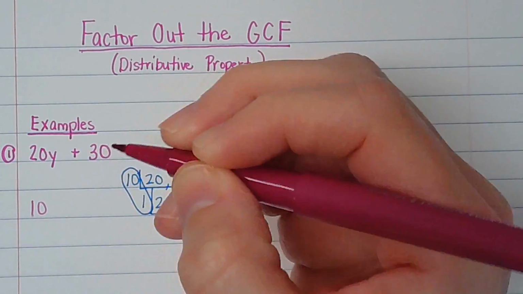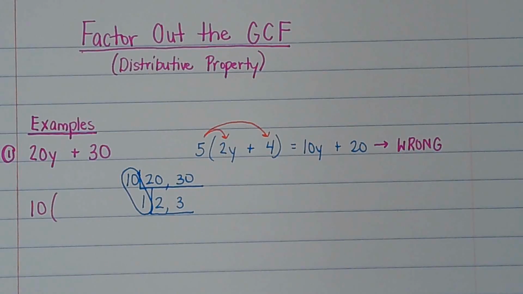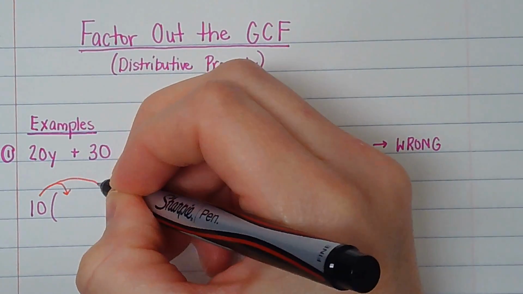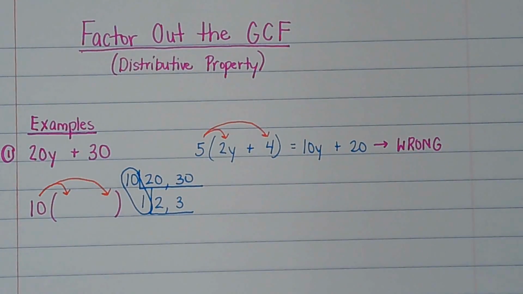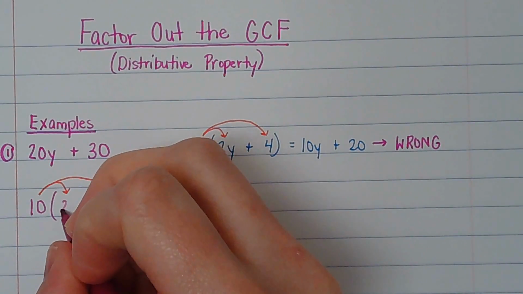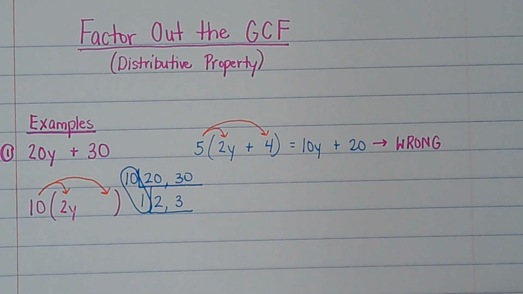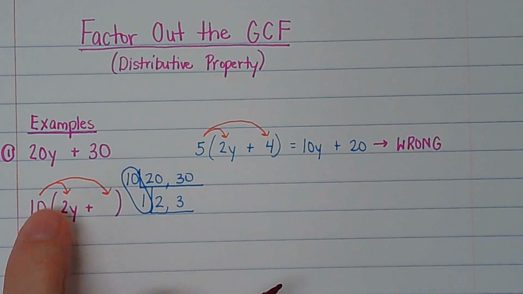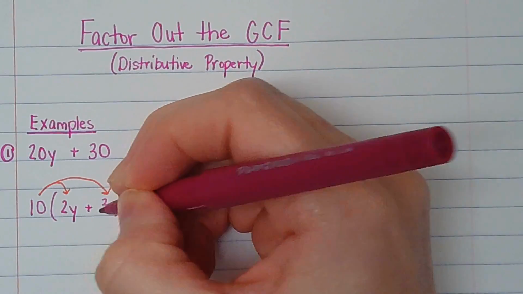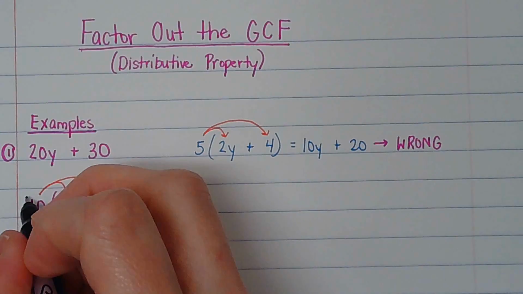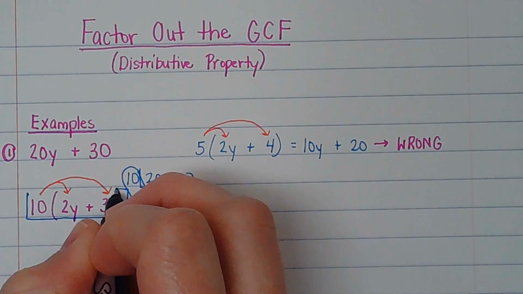I'll do it down here. So now we just have to figure out, okay, 10's on the outside, so what has to go on the inside? In other words, what times 10 is going to give me these two numbers up here? What times 10 is going to give me 20y? Hopefully you're saying to yourself, 2y. And then what times 10 is going to give me this 30? Well, that has to be 3. And that's your final answer. This would be what they want to know when they say, what is an equivalent expression? This is the answer they're looking for.